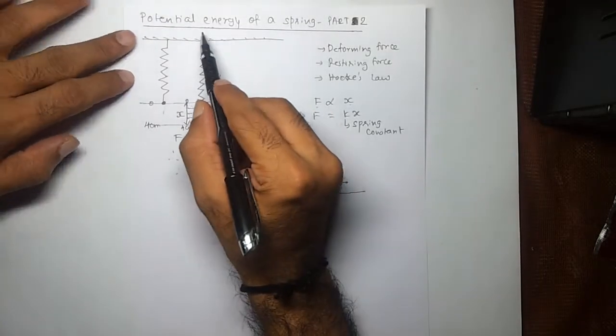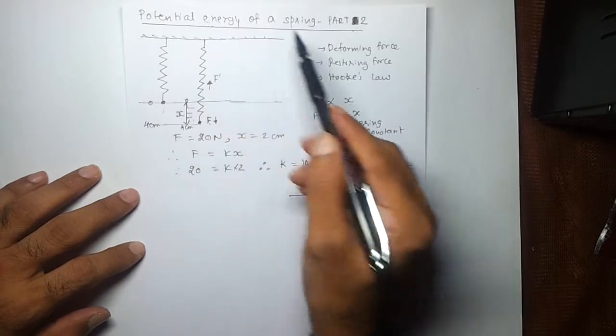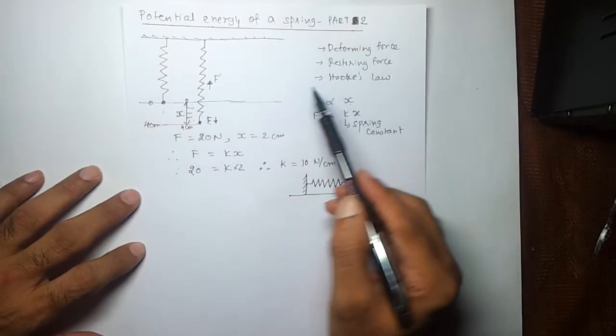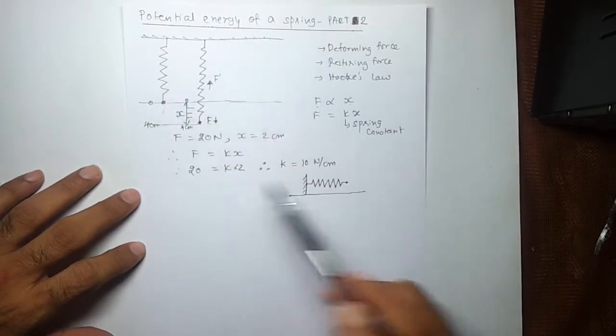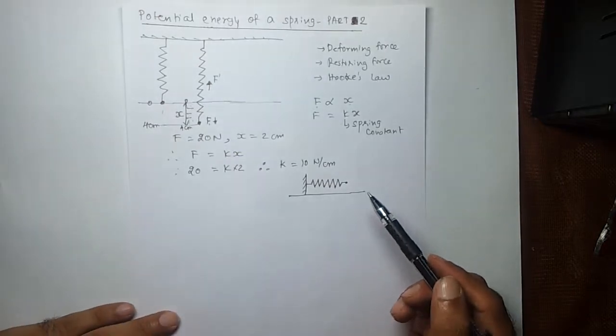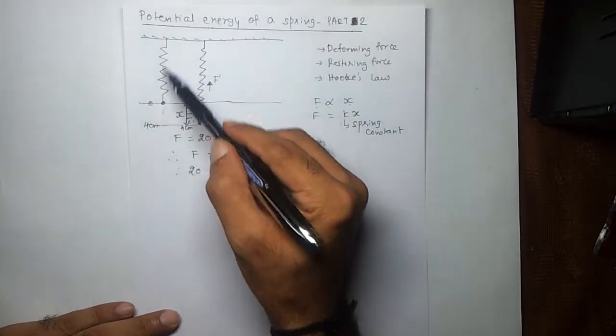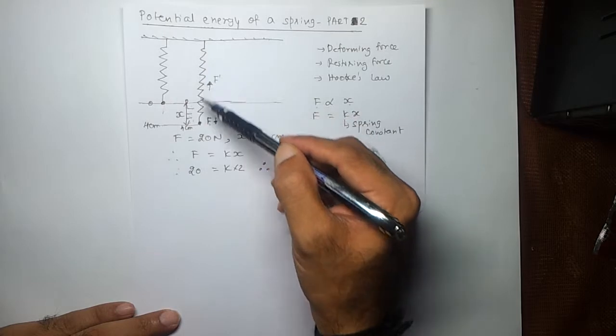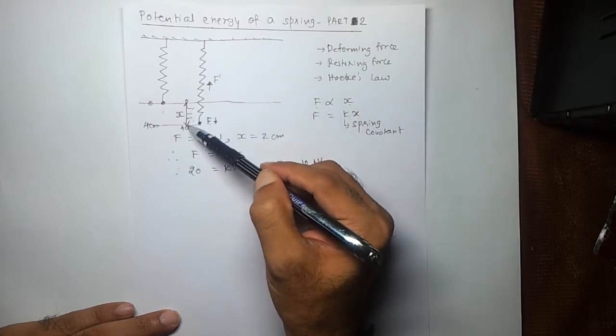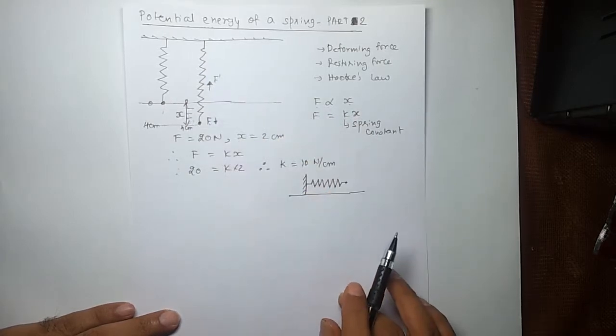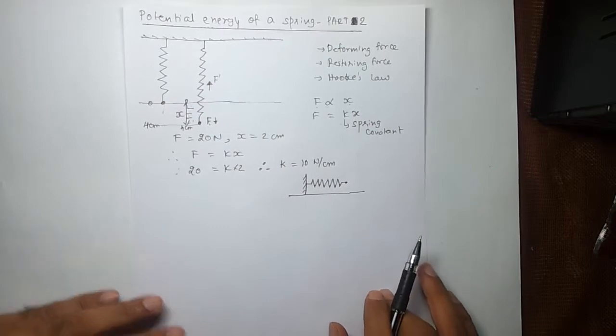Having created a background on potential energy in the previous video, we will try to get an expression for potential energy in this video. So what did we discuss? We said that if we have a spring and you apply force onto the spring, it gets elongated by distance x, centimeter or meter or whatever, right?